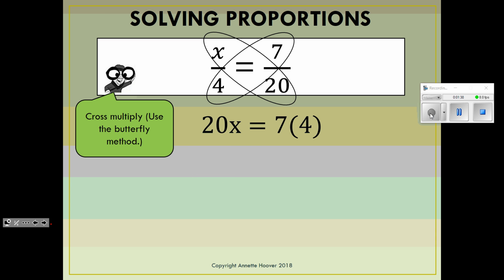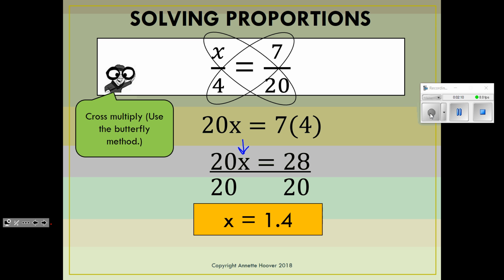Because these are proportions, then these should be equal to each other, and now all you have to do is solve. To solve this, you go to the side without the variable first, and you do the multiplication, and 7 times 4 is 28. Now we have 20x equals 28, and to solve for our variable right here, we have to move what is attached to the variable. x is being multiplied by 20, so to solve for x, we have to divide both sides by 20, and 28 divided by 20 is 1 4/10.